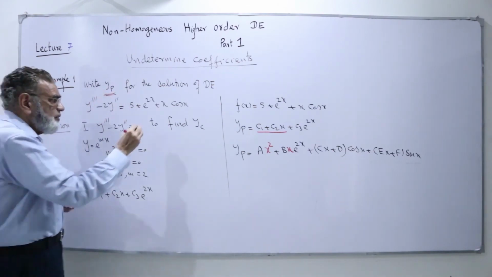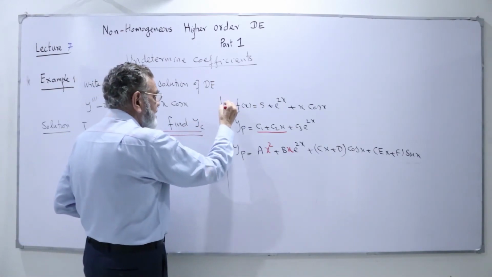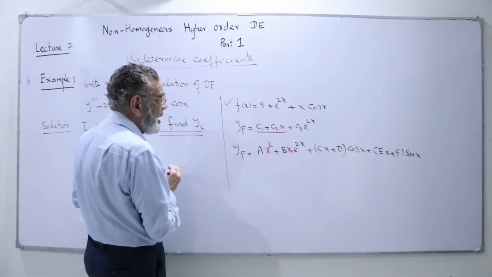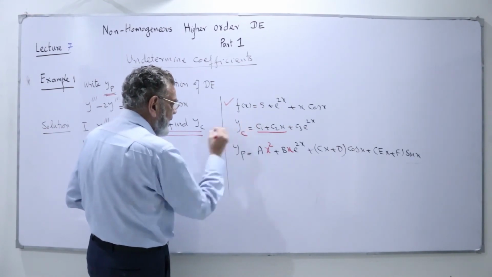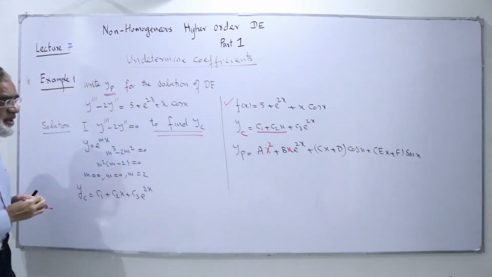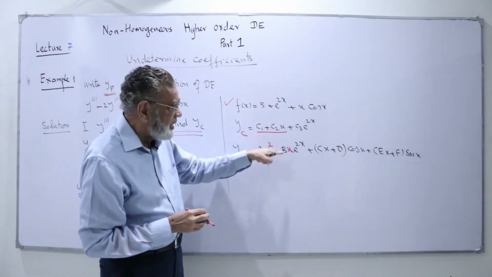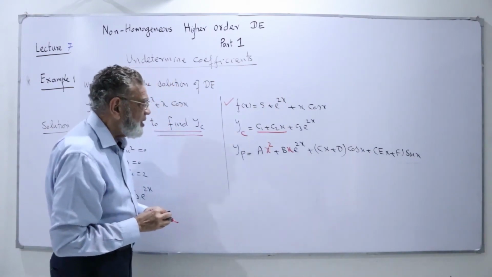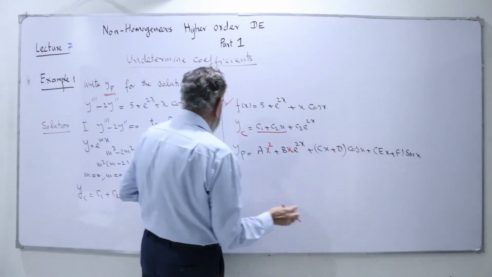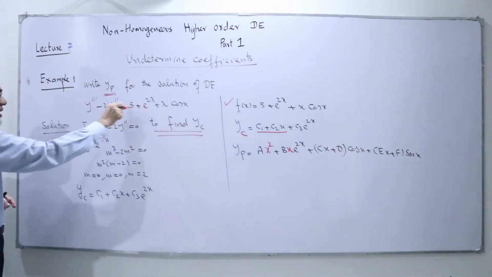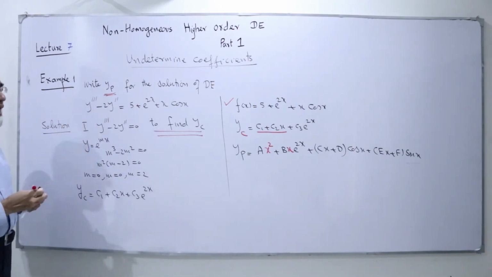Again, there are two parts. First we find yc, because we need to check that no roots are repeating, and this was our yc, not yp, and this is our yp. And then we check, because the roots are repeating here, so we multiply by x square. This is also repeating here, we multiply by x, and the rest is okay. I find a, b, c, d, e and f, substituting in my differential equation, and finding the values of a, b, c, and d, substituting there, get yp, and I can write my general solution.